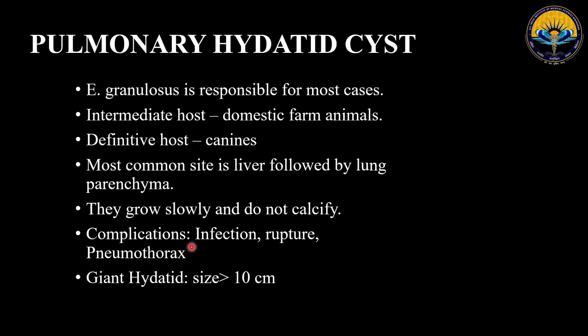Complications will be either infection or rupture. They can produce an anaphylactic shock-like presentation or pneumothorax. If they communicate with the bronchus and the pleural cavity, it may form a bronchopleural fistula. A giant hydatid cyst is one with a size of more than 10 centimeters.